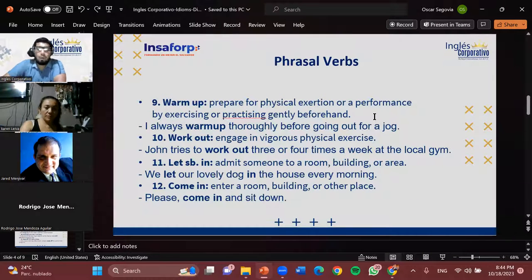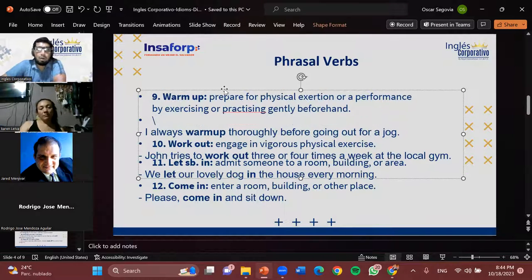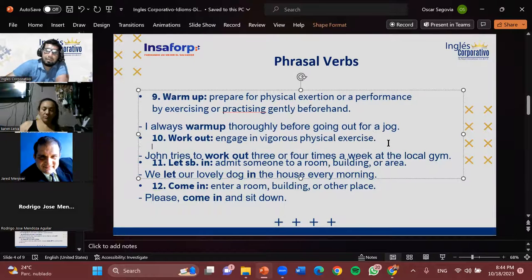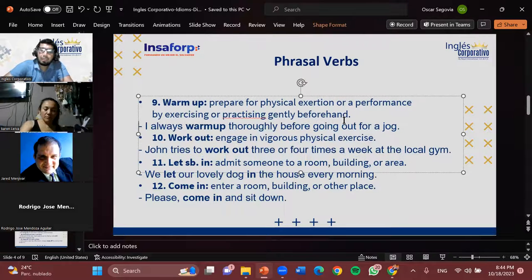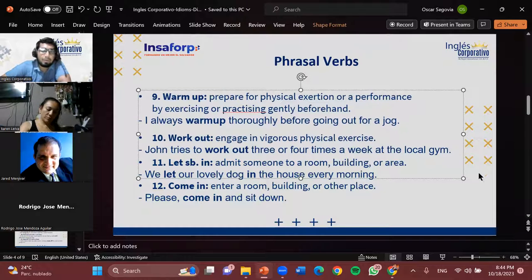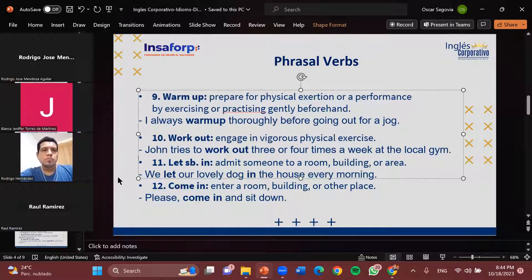We have now "warm up." Warm up or warm-up. Some people simply say warm up, but if you want to use it as a singular one, yeah, you can say warm up. It depends on how you prefer to say it. You can say warm up or warm-up. So now, warm up. What do you think this means, Rodrigo Hernandez?